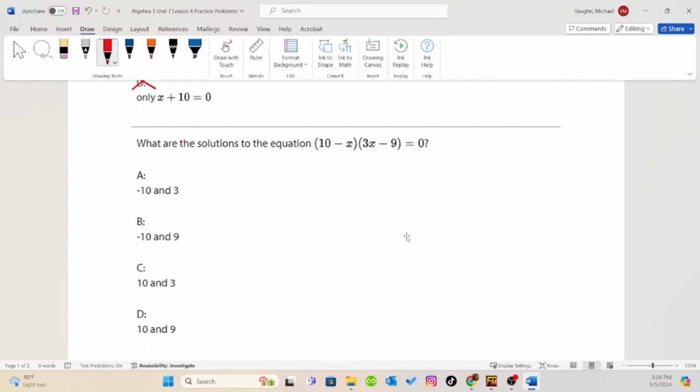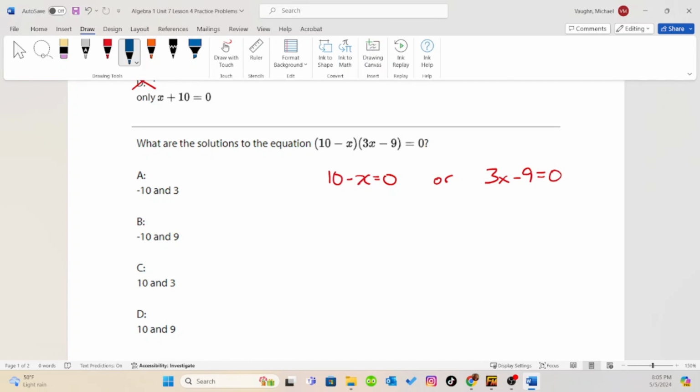Next question. What are the solutions to the equation (10 minus x) times (3x minus 9) equals 0? So if we are multiplying two numbers together and getting 0 for an answer, one of those numbers must be 0. So either 10 minus x equals 0 or 3x minus 9 equals 0.